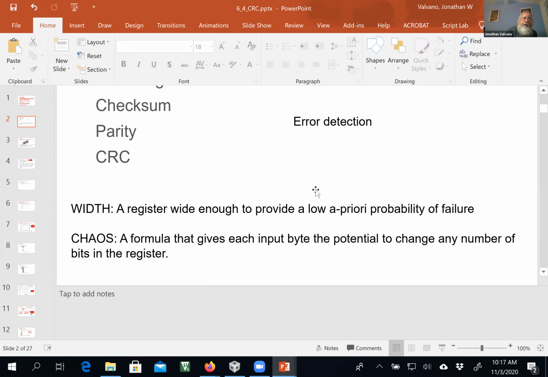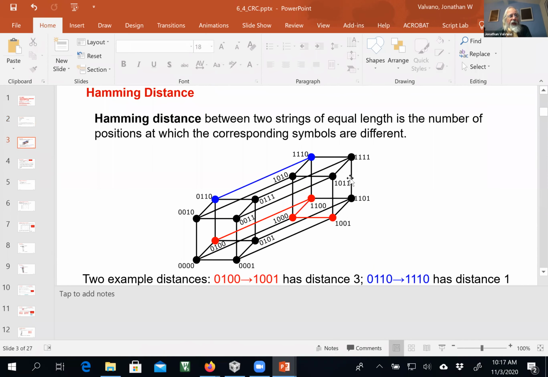Okay, so those are the two, and chaos is defined to be how much does each bit in the message affect each bit in the checksum. Okay, how much is there a mixing of the bowl, so to speak, so that all the bits affect all the other bits. Okay, all right, so those are the two fundamental principles.